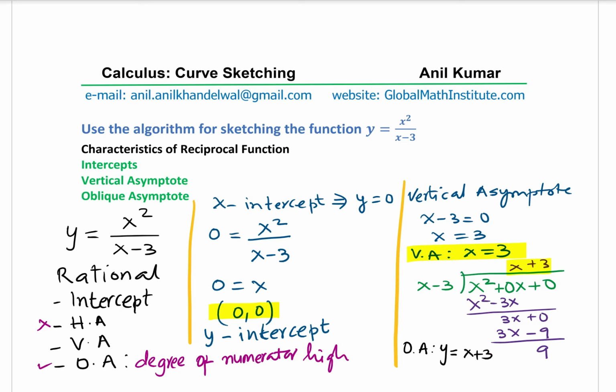So these are the parameters which we have found. Let's write down all this in our list. Intercepts: both are at the origin, so (0, 0). Vertical asymptote is at x equals 3. And the oblique asymptote is y equals x plus 3.